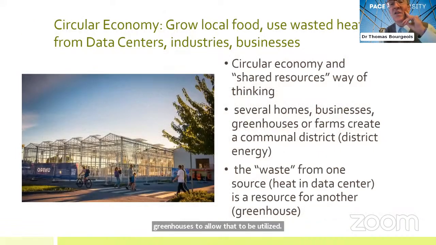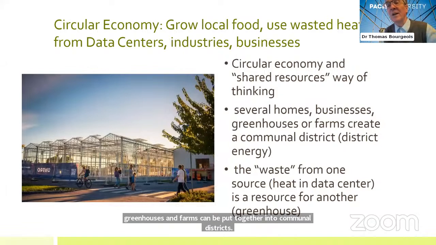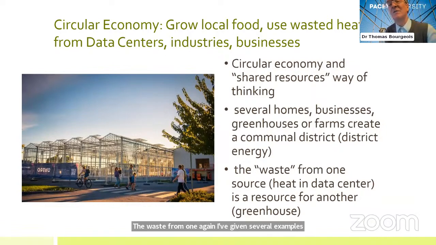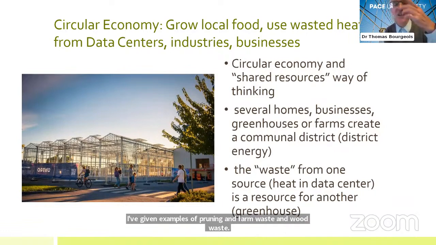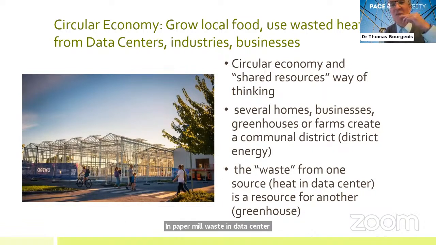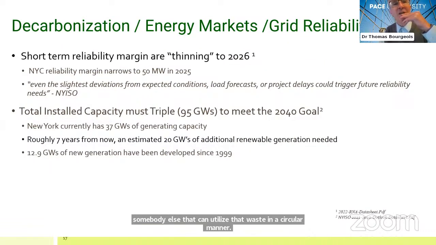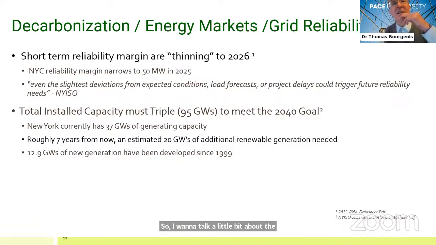So this is a great circular economy story, sharing resources. Several homes, businesses, greenhouses, and farms can be put together into communal districts. The waste from one, again, I've given several examples: pruning and farm waste, wood waste, paper mill waste, data center heat waste. The waste from one process can be co-located next to somebody else that can utilize that waste in a circular manner. So I want to talk a little bit about the urgency.